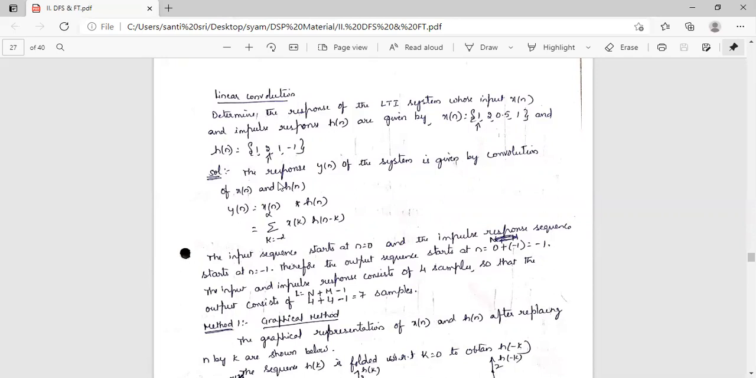What is the convolution property? The response y of n is equal to x of n convolved with h of n, or we can define it in discrete form as the sum over k from minus infinity to infinity of x of k into h of n minus k, right?